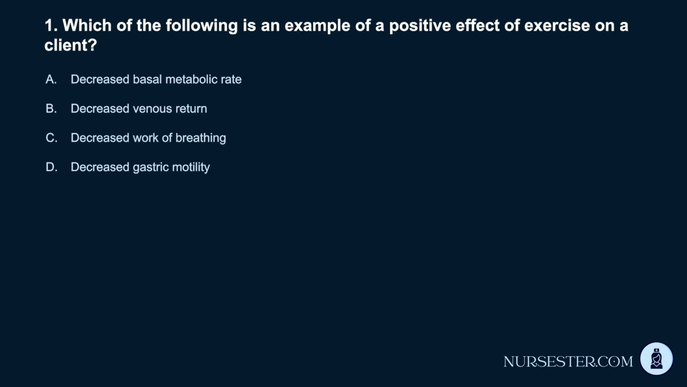1. Which of the following is an example of a positive effect of exercise on a client? A. Decreased basal metabolic rate. B. Decreased venous return. C. Decreased work of breathing. D. Decreased gastric motility. Correct answer: C.